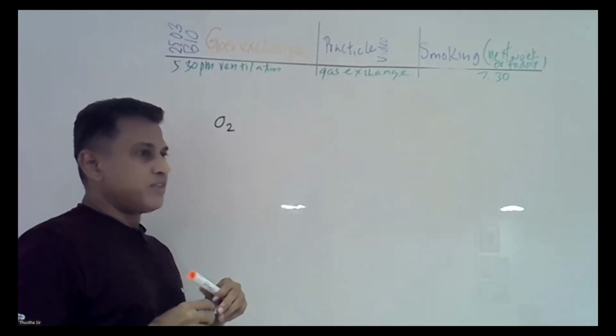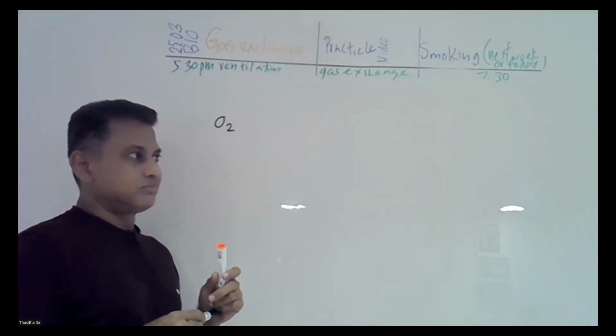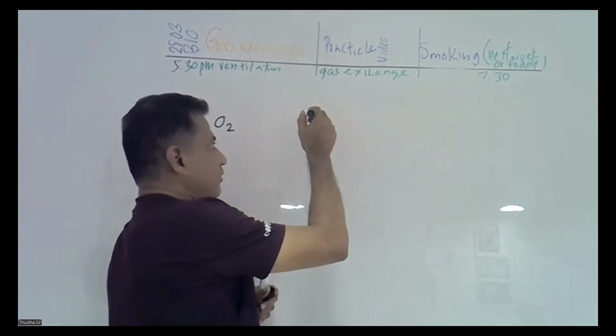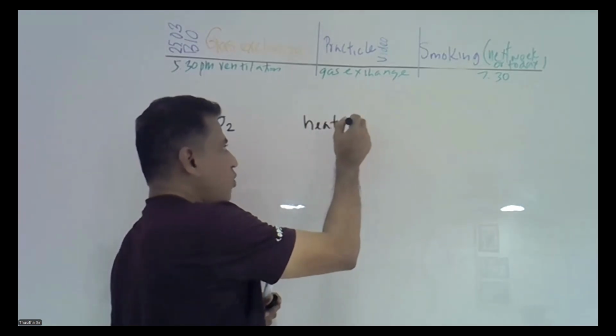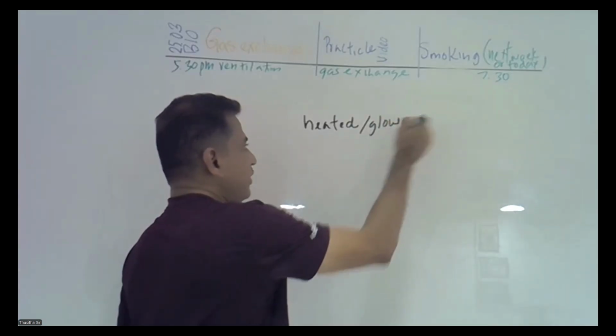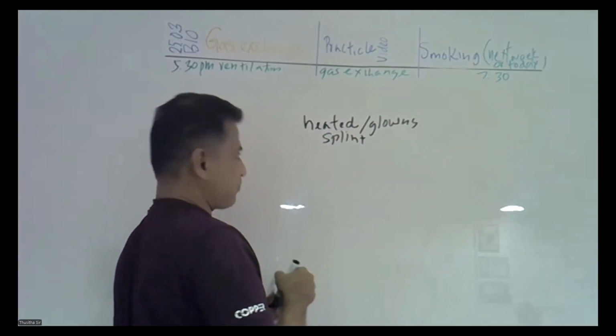So how do you identify oxygen? We use a glowing splint. Yes, we can write heated or glowing splint. If it relights, oxygen is present.